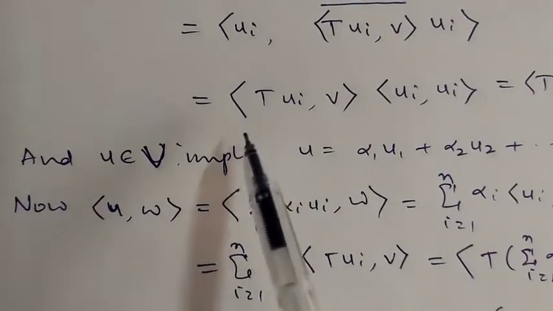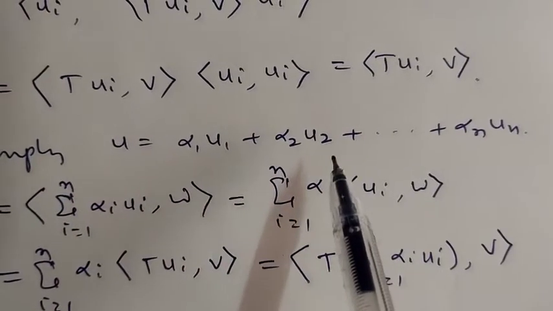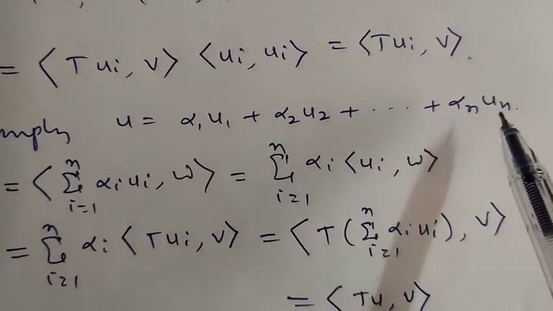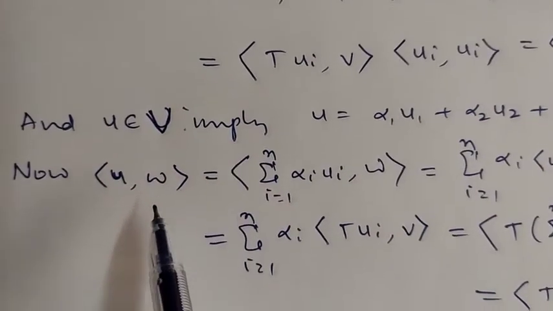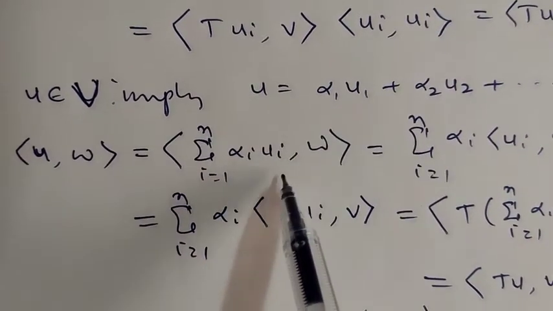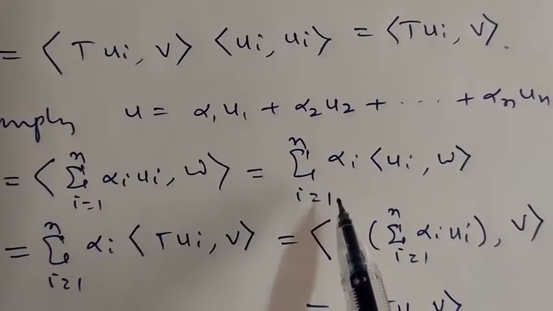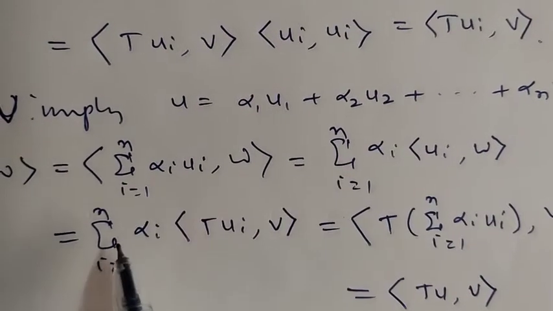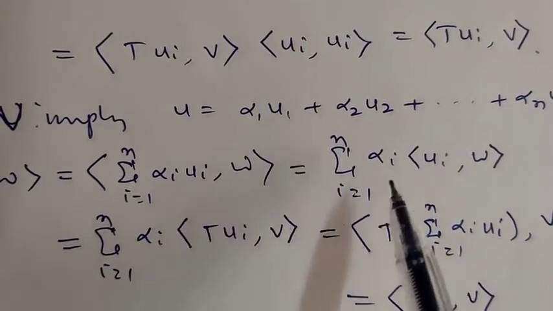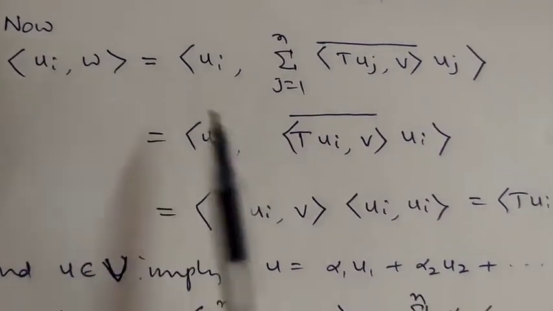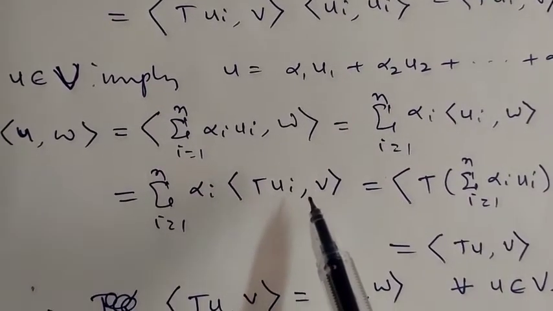Now, look here. Any vector u belonging to V is a linear combination of basis elements, and therefore u can be written as alpha 1 u1, alpha 2 u2, etc., alpha n un. Now, inner product of u comma w. U comma w is equal to summation I equals 1 to n alpha I u I comma w. This is equal to summation I equals 1 to n alpha I into inner product of u I comma w. And u I comma w is what? T of u I comma v. So I write T of u I comma v.